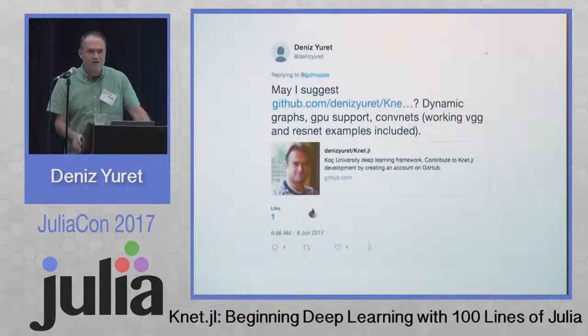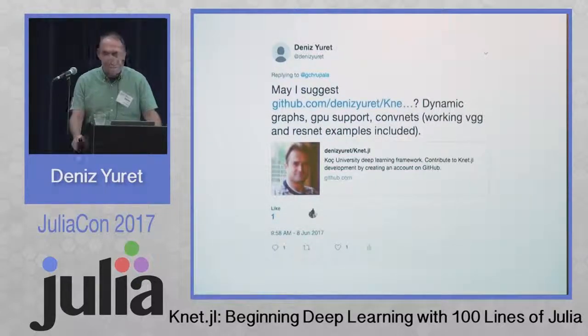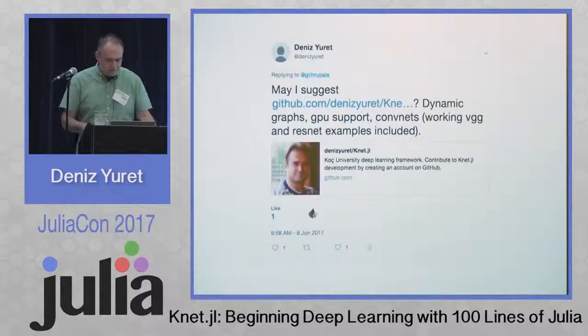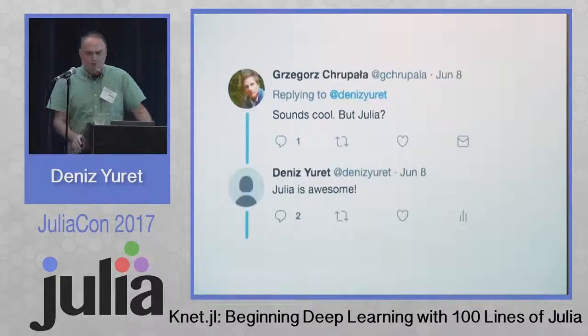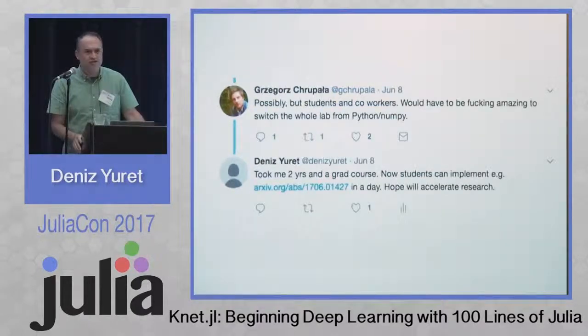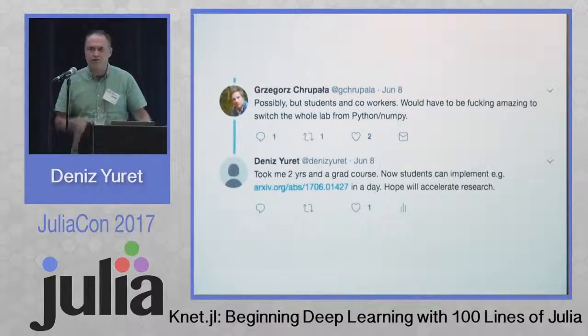So I've written this Knet thing, and it has GPU support, does dynamic graphs, you can do VGG and RNNs at the same time, etc. He says, sounds cool, but Julia? And then I very scientifically responded, Julia is awesome. I know the 140 characters of Twitter doesn't allow me to make my argument for why Julia is good, so you can consider the rest of my talk as a continuation of my response to Gregory.